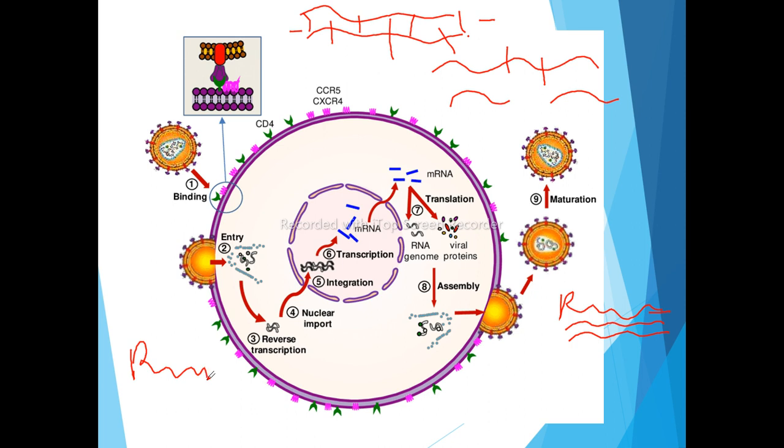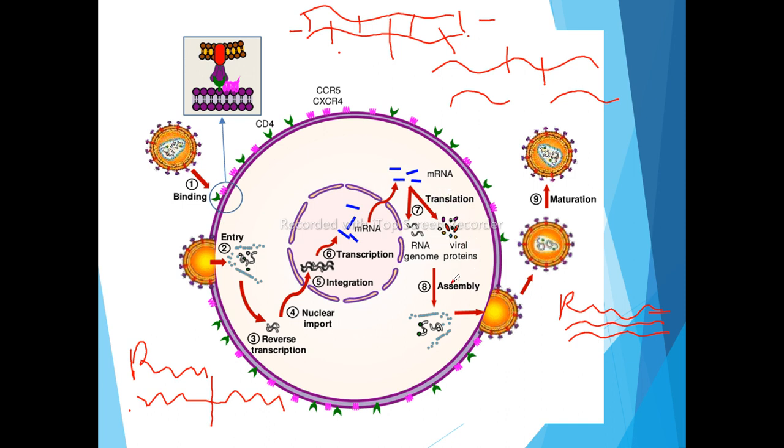Once these proteins are produced, we have the enzyme called the protease, which is going to cut them. For example, from the GAG gene, where the P24 and P27 are produced, these proteins will be cut because they are nonfunctional. It is after they are cut that there will be different proteins. The enzyme which does this is the protease.